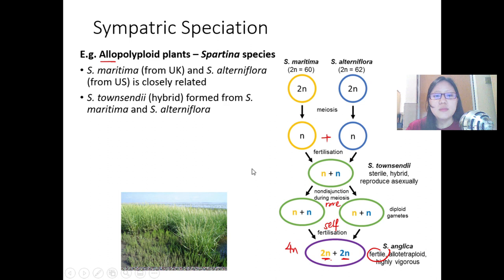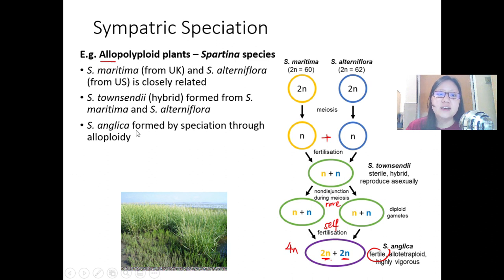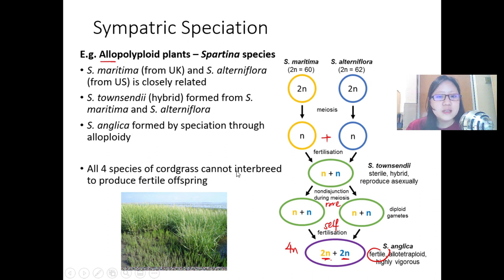So again, Maritima and Alterniflora, they're closely related. They form townsendii, a hybrid, and townsendii, because of this non-disjunction event, self-fertilizes and forms Spartina anglica. These species cannot interbreed and produce fertile offspring and are therefore deemed as completely separate species.